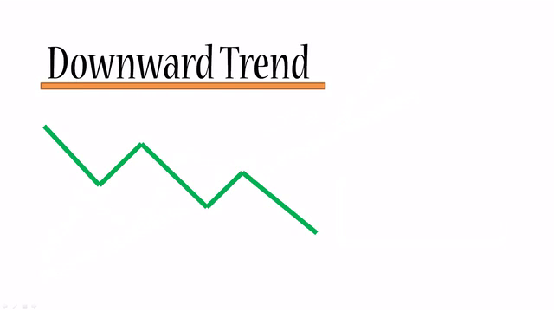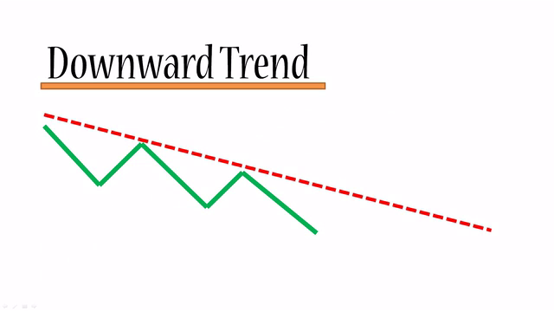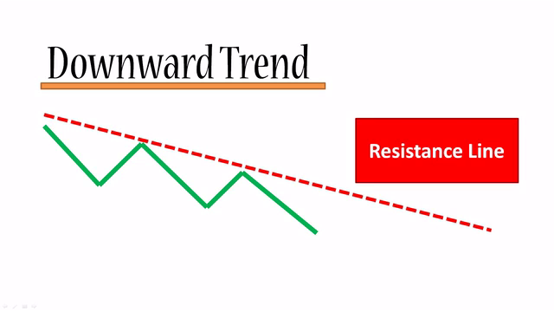A downward trend is very similar, but it's just happening in the opposite direction. Here we can draw a red line above the price, which is not letting the price go up, which is forcing the price to go down. This line, therefore, is called a resistance line.